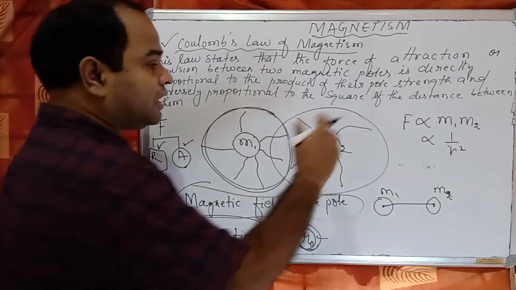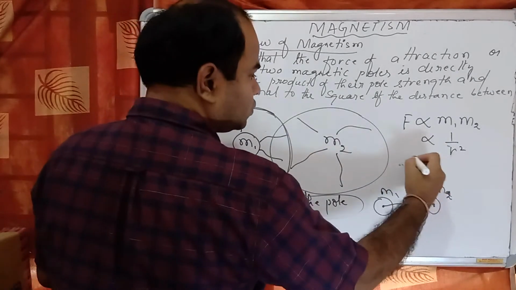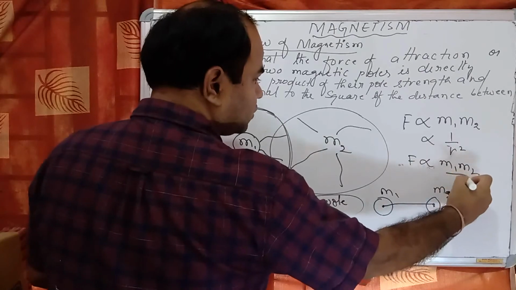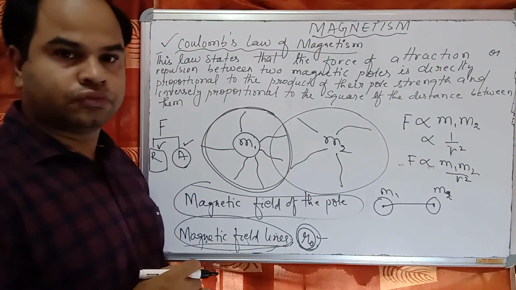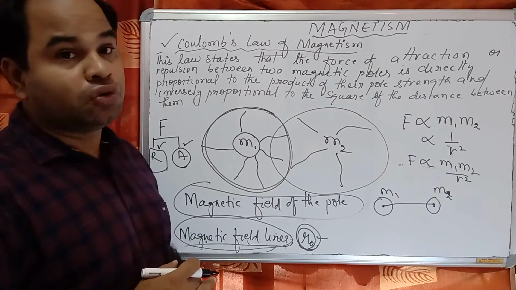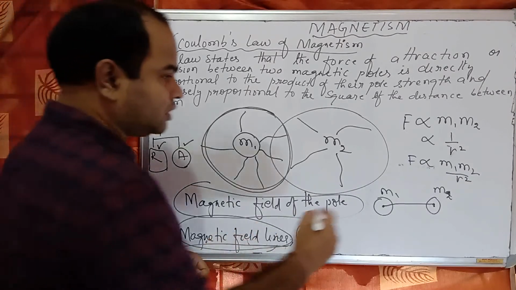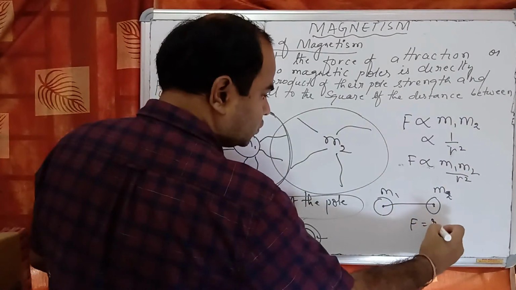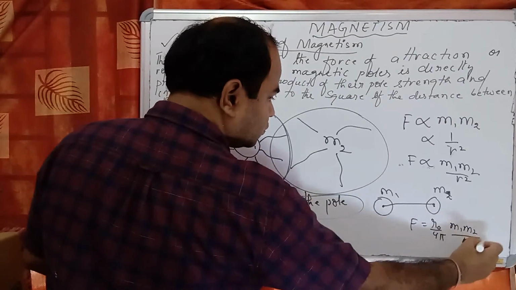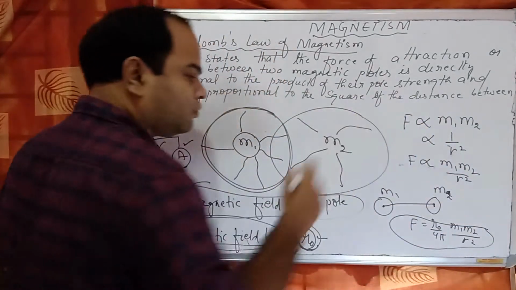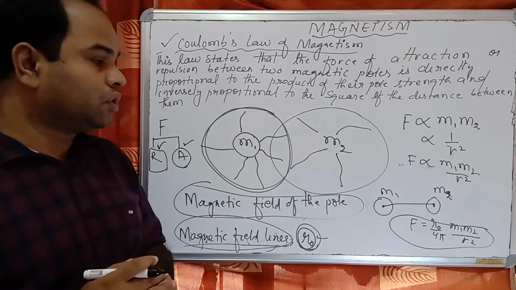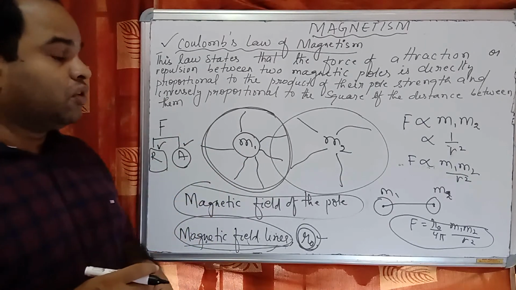So if we write it down, we can say this force is proportional to m1 m2 by r square. Okay. And if we remove the proportionality, we get a constant, that constant is mu naught by 4 pi. So F is equal to mu naught by 4 pi, m1 m2 by r square. So this is the force between the two poles.